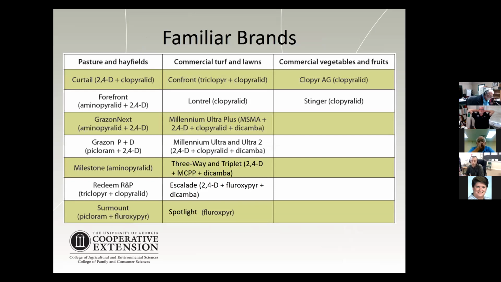Again, these are very familiar brands that you've probably heard of before. On the left-hand column there, you can see some of the brand names that are very popular in the pasture and forage industry. Products such as Forefront, Grazon, both the Grazon Next and Grazon P&D. They're both auxin herbicides. It's just a different chemical combination there. Aminopyralid, which is the Milestone formula, Redeem, Surmount, Remedy, those are all good pasture and forage herbicides that y'all are probably familiar with. Realize too that these same herbicides are used in turf grass and lawn applications around homes and golf courses and that sort of thing.